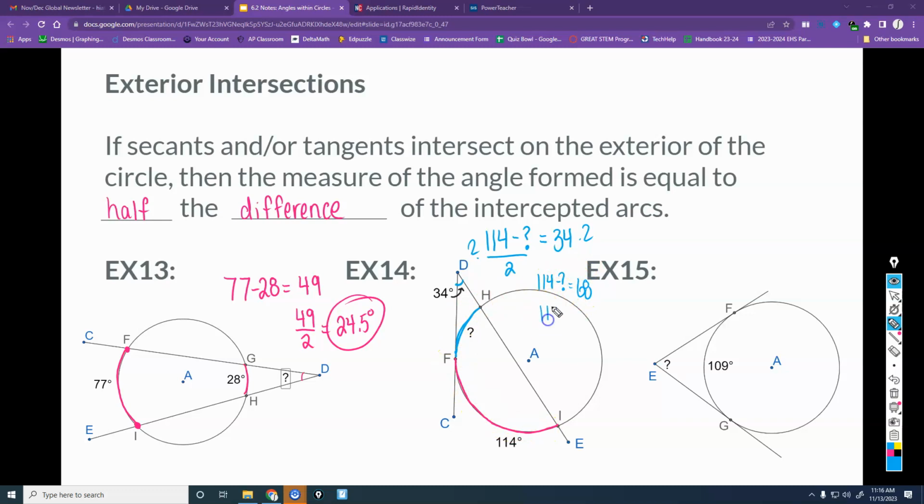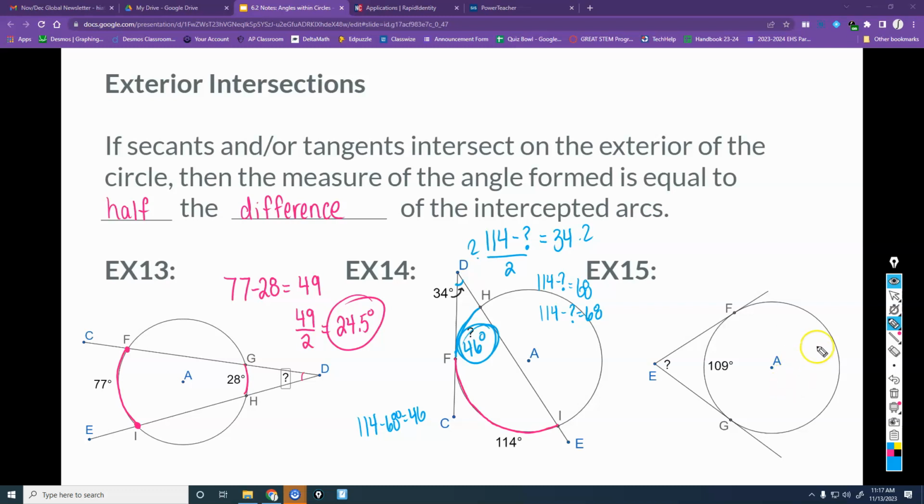So if I've got 114 minus mystery angle equals 68, well, I could just do 114 minus 68, and I'll get 46 right here. And you can check yourself to make sure that you're right there. Do 114 minus 46 divided by 2, make sure you get 34.